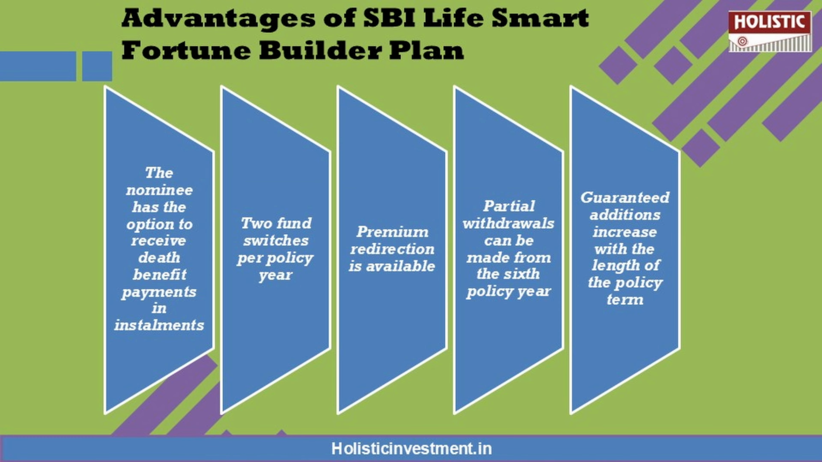Now let us take a look at the advantages and disadvantages of investing in this policy. Let's start with the advantages. First of all, a nominee has the option to receive death benefit payments in installments during the settlement period. Another advantage is that there are 2 fund switches per policy year, which is allowed at no additional cost to the policyholder. Another advantage is that premium redirection is also available starting from your second policy year, and partial withdrawals can be made from the 6th policy year or upon the life assured reaching the age of 18, whichever occurs later. And guaranteed additions also increase with the length of your policy term, providing higher additions for longer policy terms.